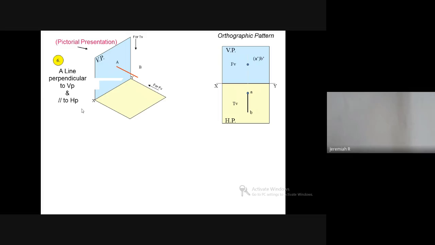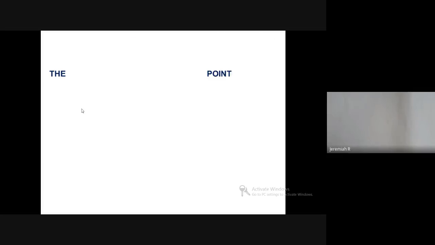In the front view you'll get a point, A dash. Why am I putting A dash in brackets? When you see from the front, only point B is visible, but A is at the back side, so you have to mention A dash in brackets. When you see from the top, you'll get A, B visible. So this is what we have seen, one problem.